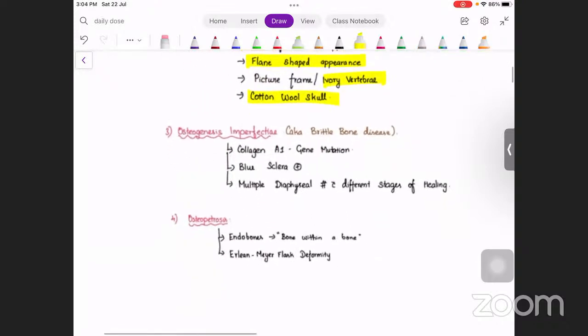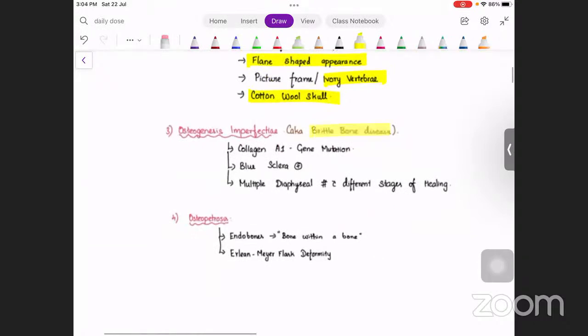Then you have osteogenesis imperfecta, which is the brittle bone disease, where there is a collagen COL1A1 gene mutation. The patient presents with multiple diaphyseal fractures in different stages of healing, along with blue sclera.